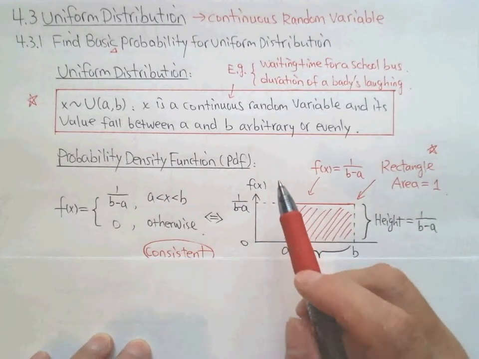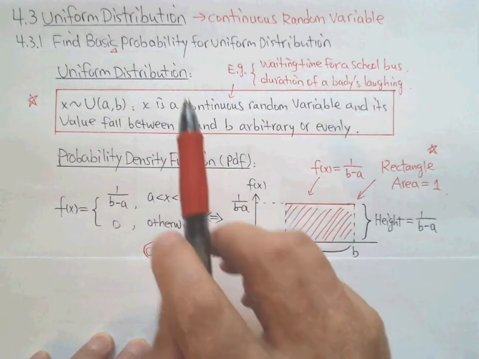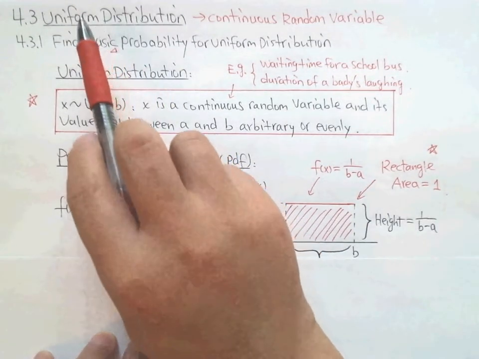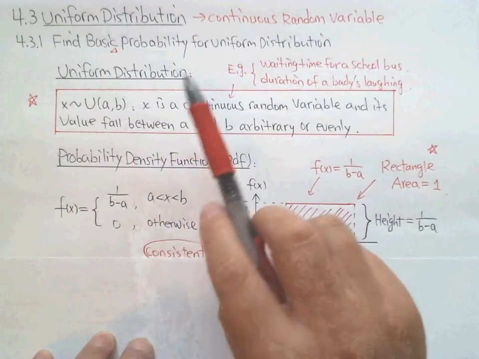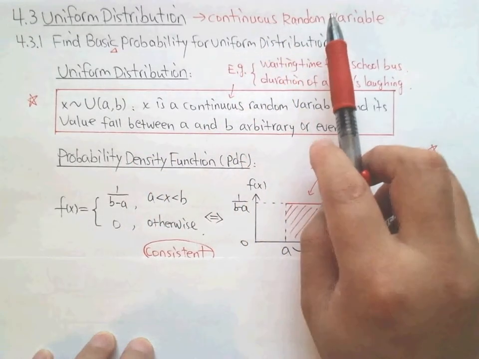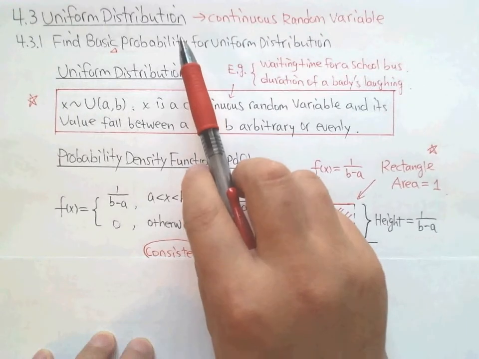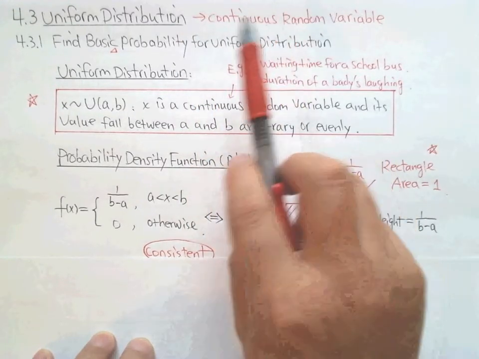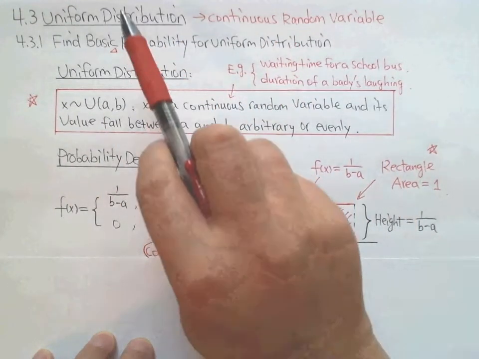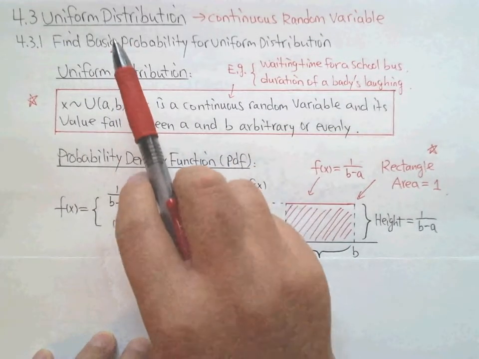In this lecture, we're going to deal with uniform distribution, which is a continuous random variable. We discussed binomial before, right? So that's a discrete random variable. It's different from the uniform distribution. So first, let's go to the definition to find the basic probability.